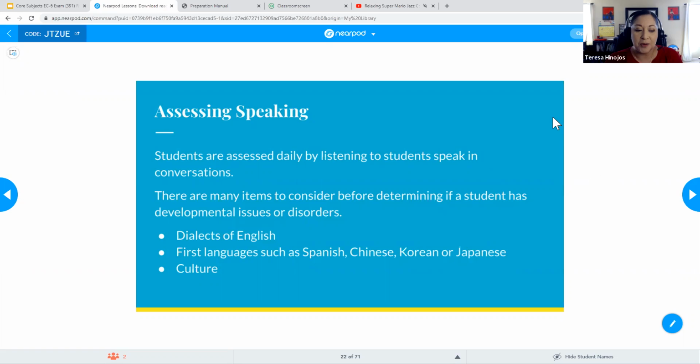And so there are a lot of items to consider before determining if a student has a developmental issue or disorder. Some of these things, we may think, well, I can tell if a kid has a speech disorder just by listening to them speak, but there are other things that we have to be aware of.